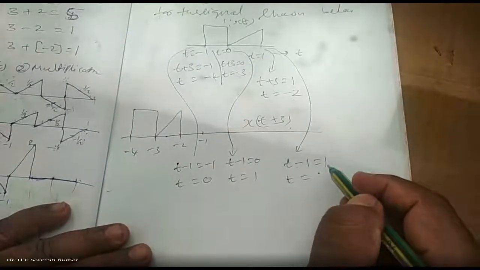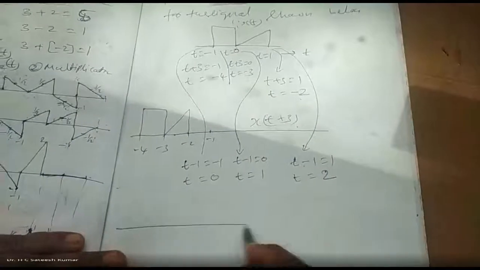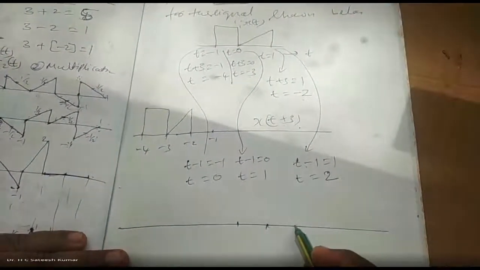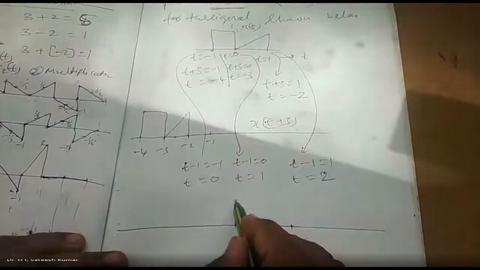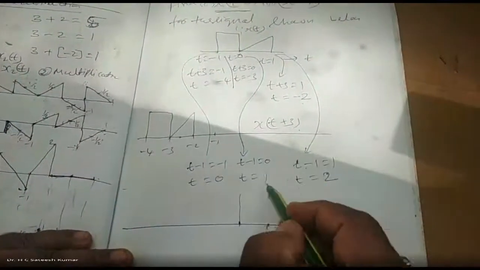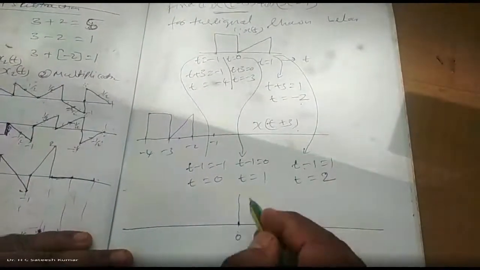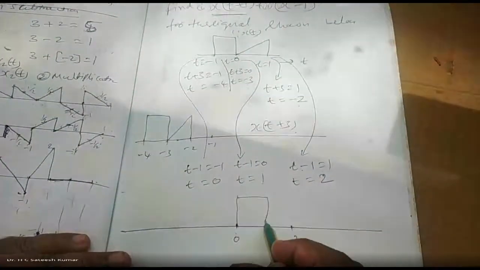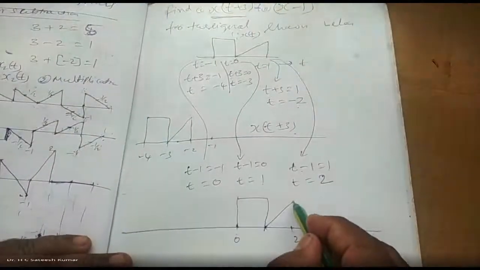T minus 1 is equal to 1. T is equal to 2. Okay, right? So therefore, this will be shifted to... So this is 0. This is 1. This is 2. So left edge will go to 1, and center edge is going to 1. Left edge is going to 0, and center point is going to 1, and right edge is going to 2. That's how we should do.